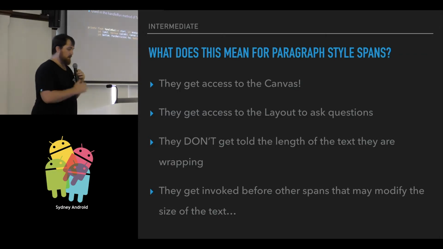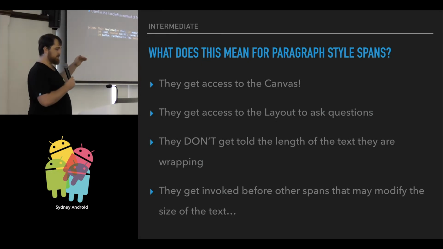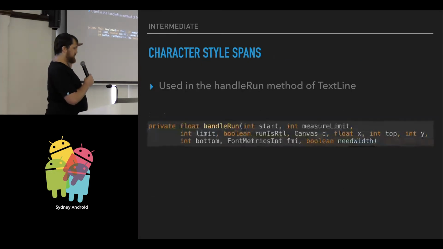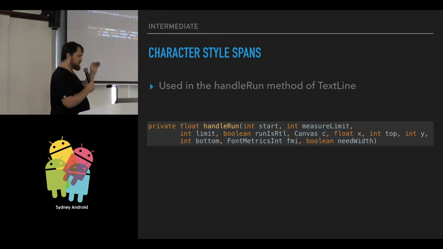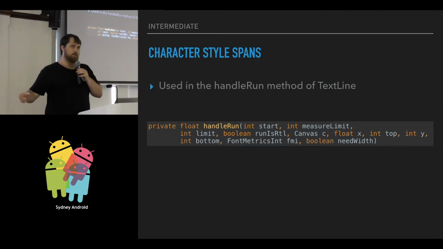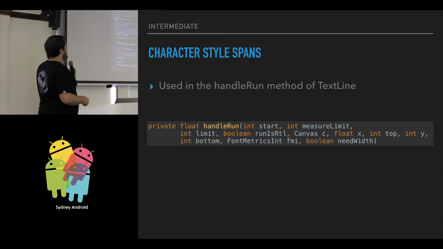Character style spans are a bit more low down. They're used inside the handleRun method of that text line class. So as I said before, a text line goes through and it draws everything line by line. It's fetched from a pool and just reused as it goes through drawing all the text. And you dig through a whole bunch of methods and eventually you get to this guy here. And this is one step away from actually rendering the text on the screen. So we're very, very low down inside how a text view draws text at this point. This method's a bit smaller. It's still painful. It's about 87 lines long.